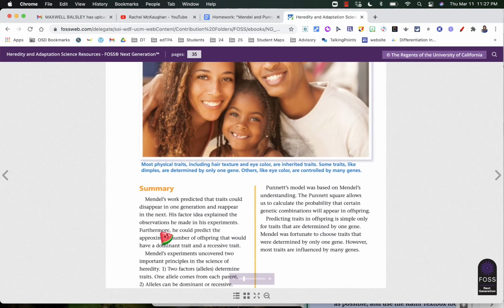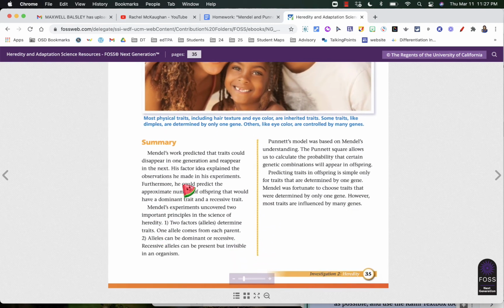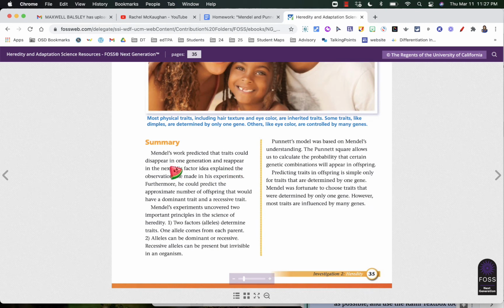Summary. Mendel's work predicted that traits could disappear in one generation and reappear in the next. His factor idea explained the observations he made in his experiments. Furthermore, he could predict the approximate number of offspring that would have a dominant trait and a recessive trait.